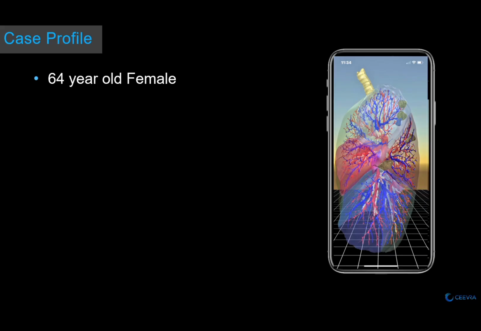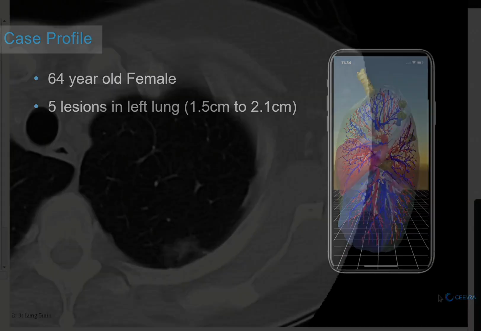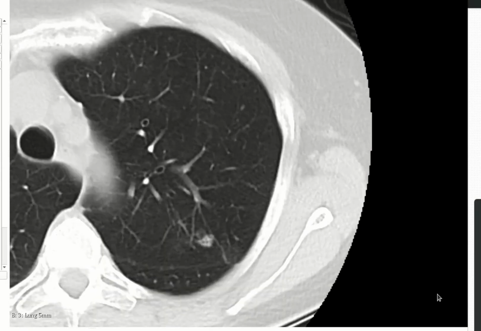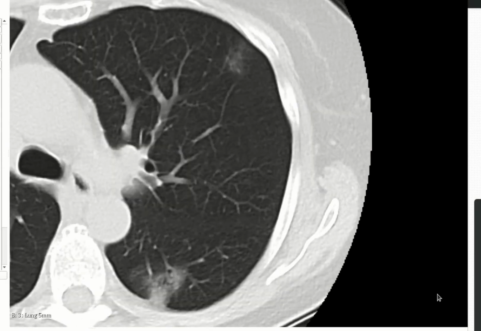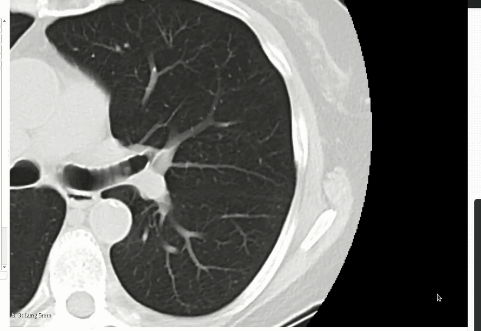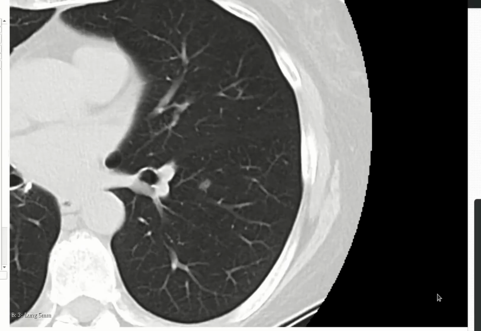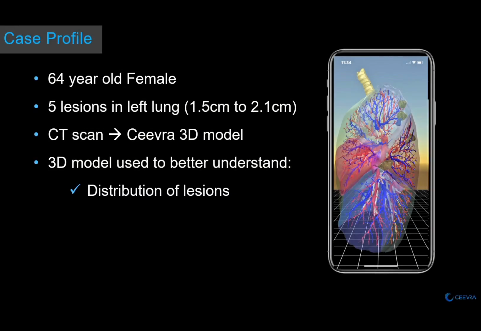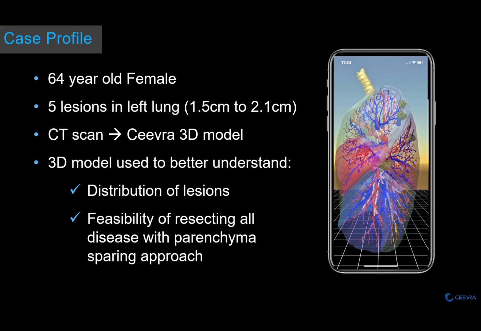She had multiple ground glass lesions in the left lung, predominantly. We elected to use the most recent CT scan of the chest to create our SEVRA 3D model to better understand the distribution of her lesions, including the biopsied lesion, and the feasibility of being able to resect all of her disease while at the same time sparing as much parenchyma as possible.